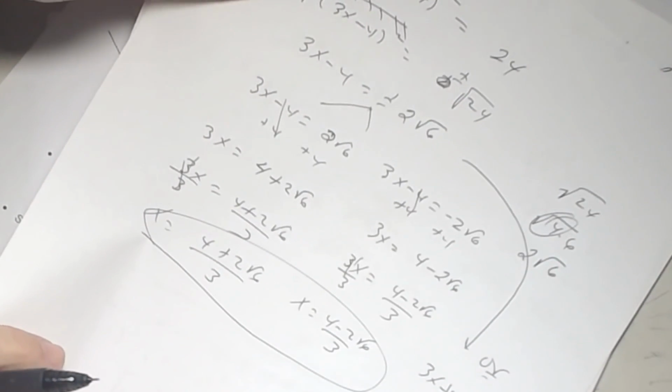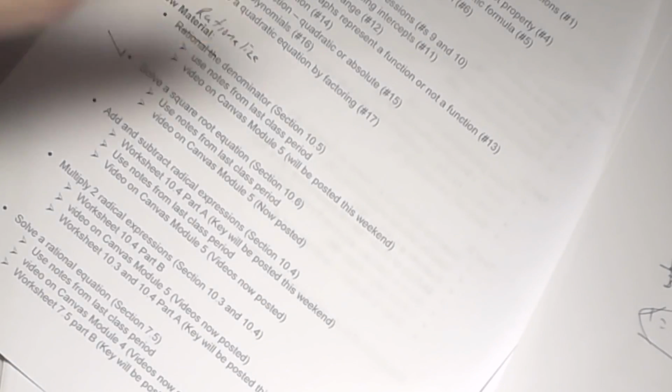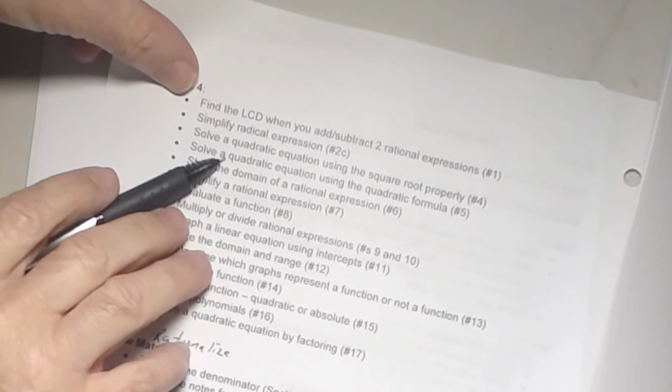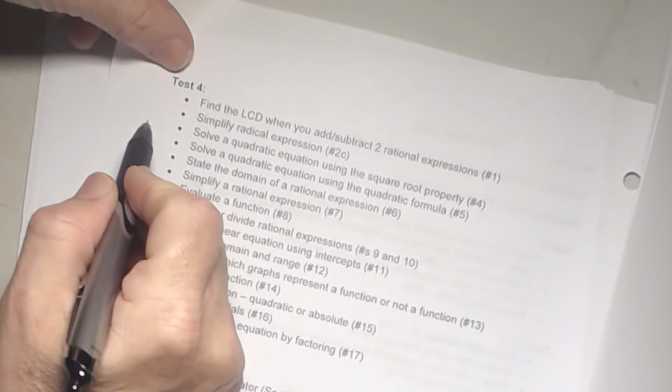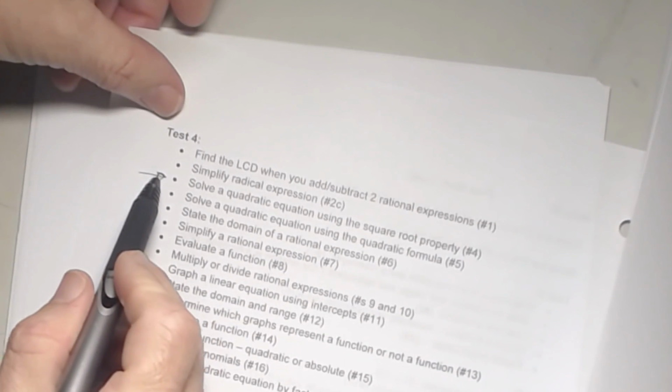And this is section 10.5. The last part that we just did, what was that, please? Taking the square root of both sides. Yeah, that was previous material, the third bullet on test 4: solve a quadratic equation using the square root property. Okay, so this is rationalizing the denominator, section 10.5.